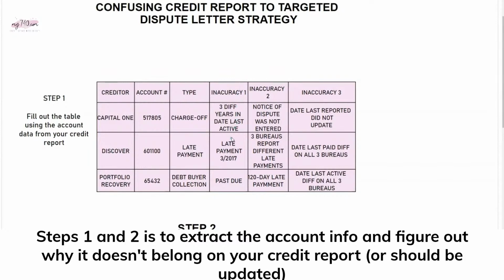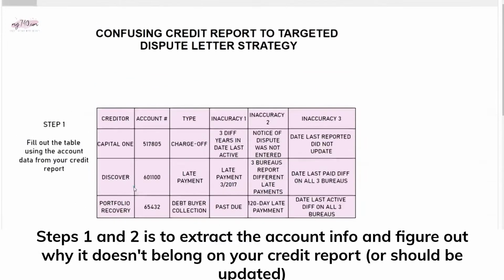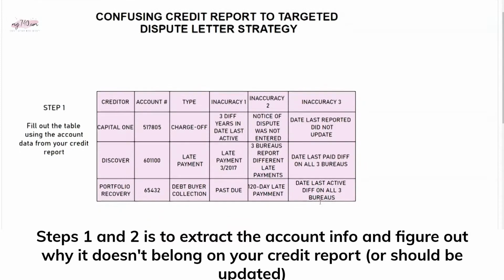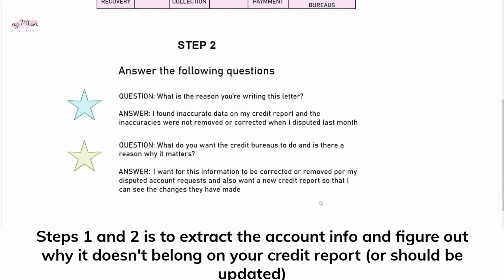So for Capital One, it's a charge off. I see 3 different years in the date last active. Obviously, it doesn't belong on there. Now, if I had disputed this before, I could say that the notice of dispute was not entered, or the date last reported did not update, right? Which obviously means they didn't investigate. Now, for Discover, it's very simply a late payment, and Portfolio Recovery is a debt buyer collection, but it's showing a past due. Now, I could also say that maybe there's a 120-day late payment on there, or I can go factually and say that the date last active is inaccurate.